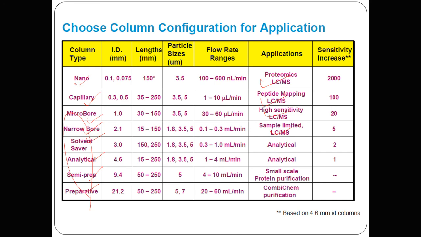Solvent saver is analytical, that is analytical development. Here the ID is 4.6 mm, length is 15 to 250 mm, particle sizes 1.8, 3.5 and 5 micron, and flow rate up to 2.4 ml per minute. Here these two columns are used in preparative column chemistry, which is used for impurity extractions. So for whichever purpose you are using, it is selected by you.